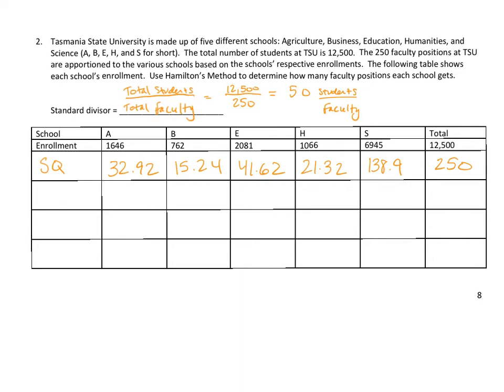Then the next step in Hamilton's method is to round it down to the lower quota. So we have 32, 15, 41, 21, 138. We're just chopping off the decimals. And when you add those all together, you get 247, which means we have 3 more seats that we can give out. So we decide who gets the surplus by looking at the decimal portion of the standard quotas. We have 3 seats to give out, so we choose the 3 largest decimals and give them the 3 seats.